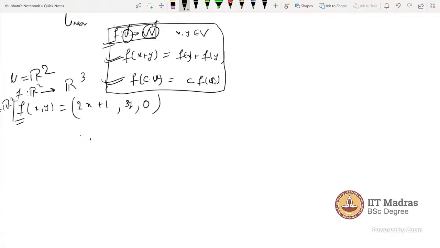Again, it is not because of this plus 1. If you check that, the zero vector in R2 is 0, 0 and in R3 it is 0, 0, 0. The image of the 0, 0 vector is 1, 0, 0, which is not a zero vector in R3. It belongs to R3 but is not the zero vector.